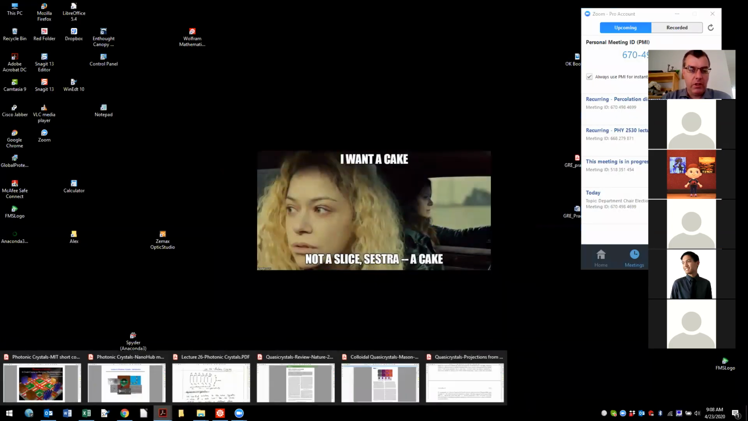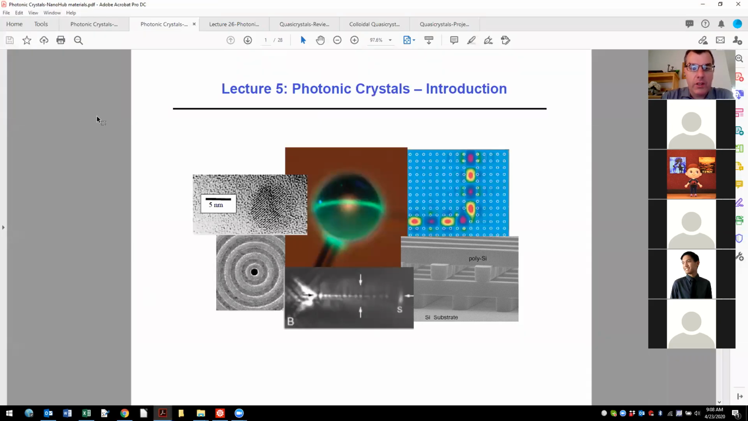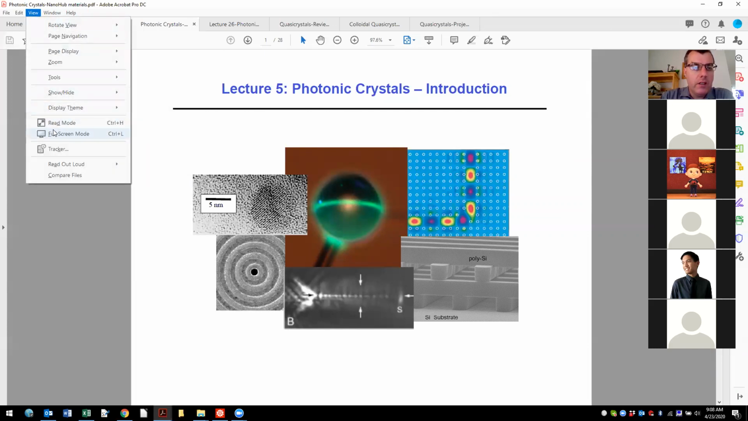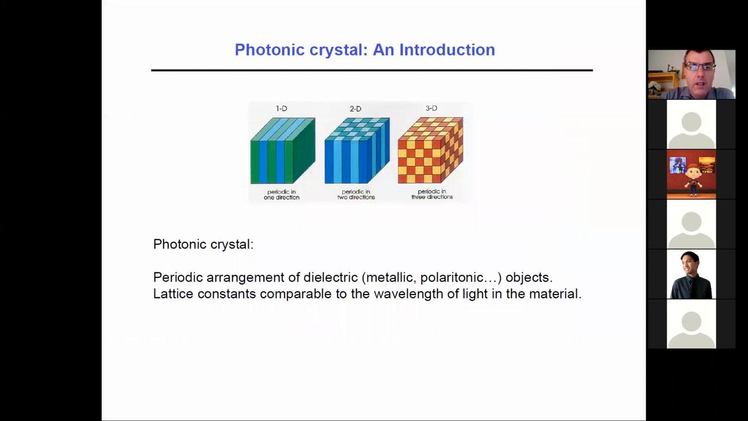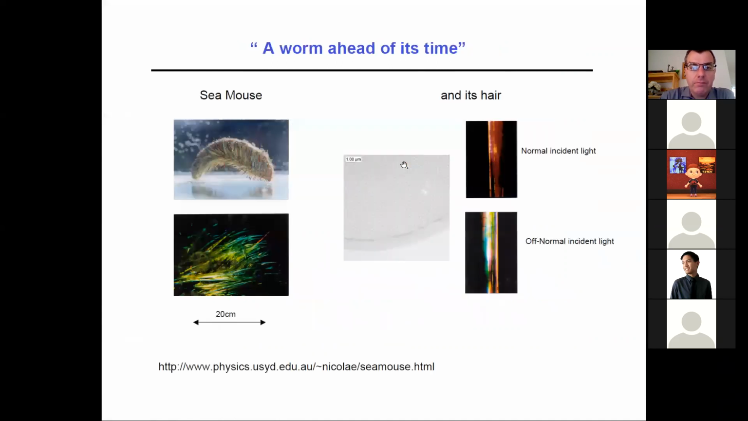So let's switch. I'm going to go through a few different courses of slides that other people put together. You could teach a whole class on photonic crystals, a whole semester. I'm just doing a day. The basic idea is that you can have a system whose dielectric constant is periodic in one direction, two directions, or three directions. This actually shows up in nature.